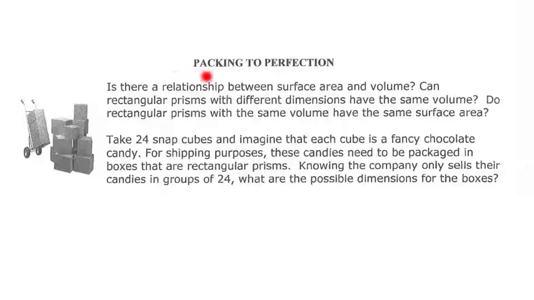So at this time, please turn to Packing to Perfection in your handout. Is there a relationship between surface area and volume? Can rectangular prisms with different dimensions have the same volume? Do rectangular prisms with the same volume have the same surface area? At this time, please take 24 snap cubes and imagine that each cube is a fancy chocolate candy. For shipping purposes, these candies need to be packaged in boxes that are rectangular prisms. Knowing the company only sells their candies in groups of 24, what are the possible dimensions for the boxes?